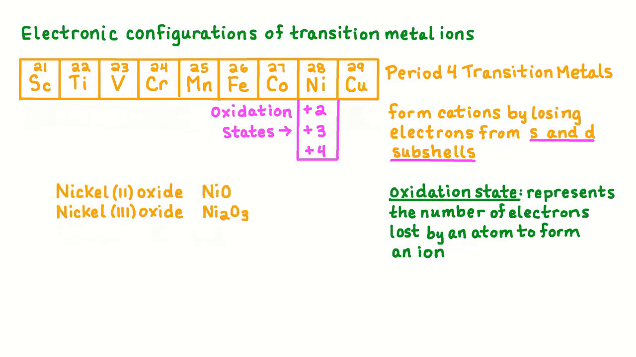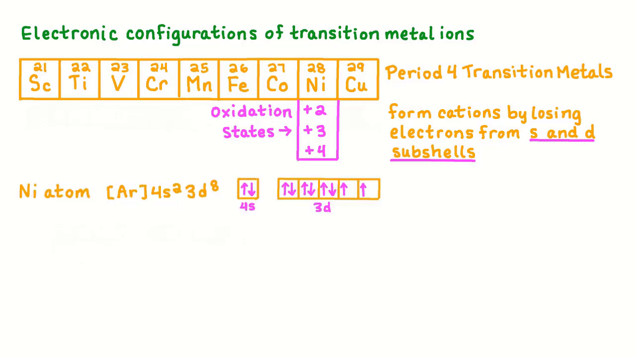Because of this variety of oxidation states, nickel can form more than one type of compound with some elements. In nickel 2 oxide, it's the nickel 2+ ion that's combined with the oxide ion, and in nickel 3 oxide, it's the nickel 3+ ion. So how exactly do these different ions form? Let's begin by looking at the electron configuration and orbital diagram for a nickel atom.